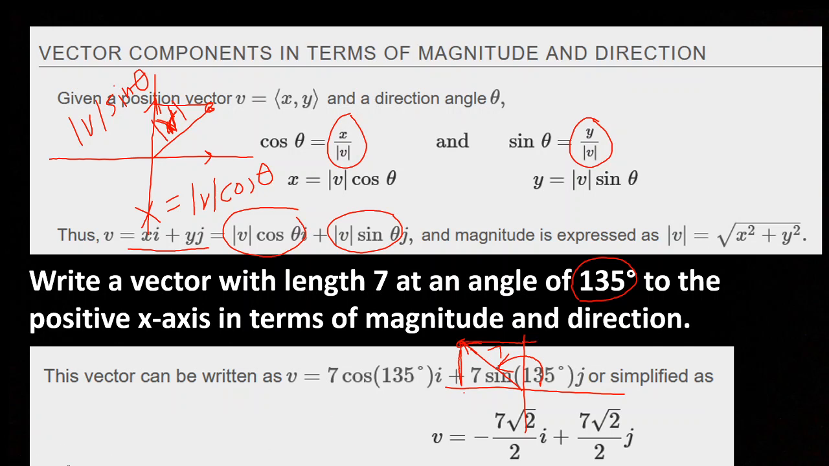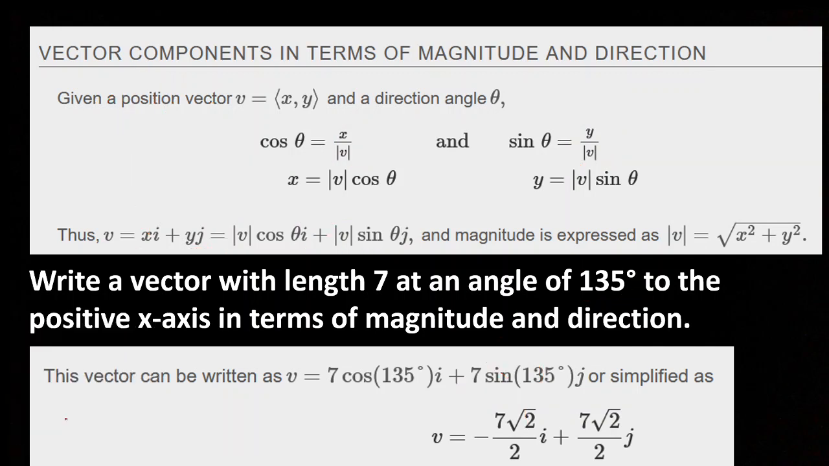So we got 7 cosine 135 is x, and 7 sine 135 is the y. So it's given this much in the x direction, this much in the y direction. Of course, this one would be a negative number, and this one is a positive number.